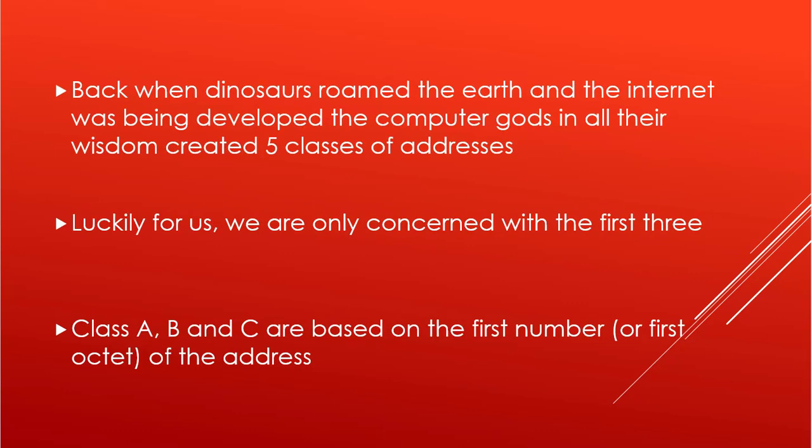All right, so back when dinosaurs roamed the earth and the internet was being developed, the computer gods in all their wisdom created 5 classes of address. Now, luckily for us, we're only concerned with the first 3. So the classes are just A, B, and C. And they're based on the first number of the IP address. So the very first octet tells you the class.